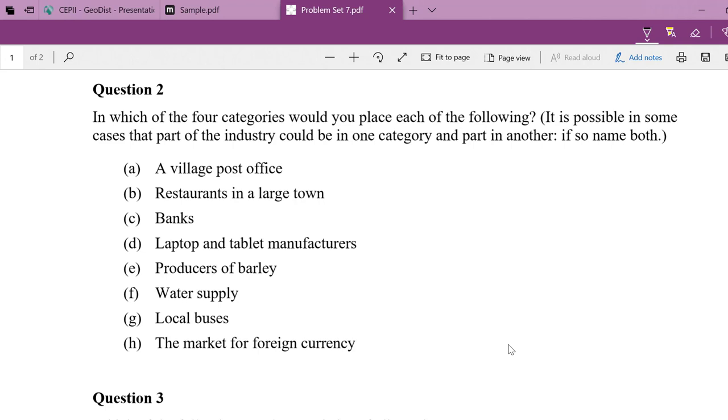Restaurants in a large town. It's a large town, remember? Perfect competition? Monopolistic competition. Monopolistic, exactly. Restaurants are usually in monopolistic competition because perfect competition means identical meals. But we have differences in our tastes, and also flavor differences, side plates being different.